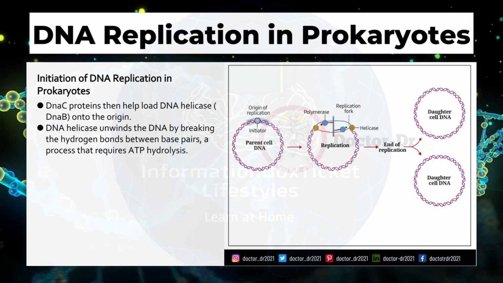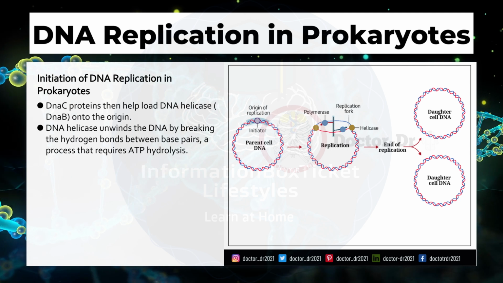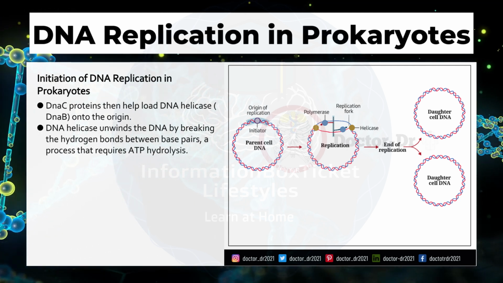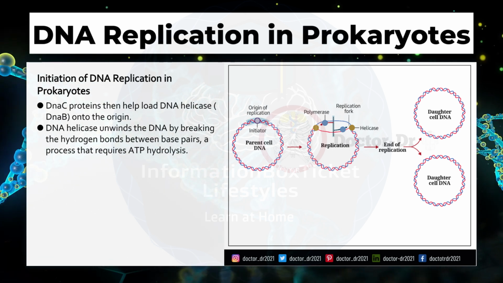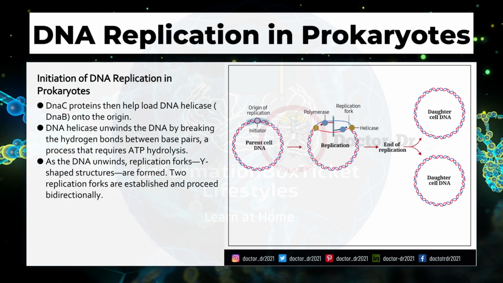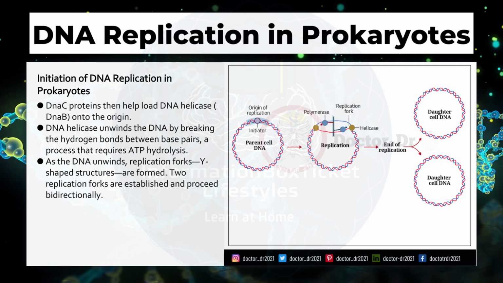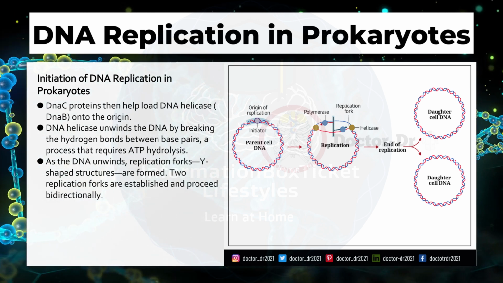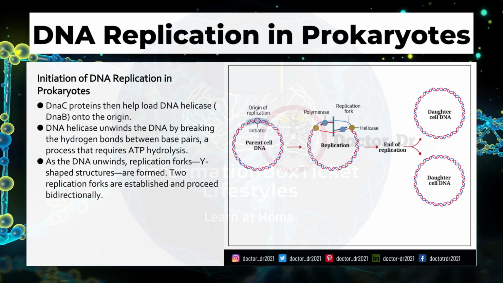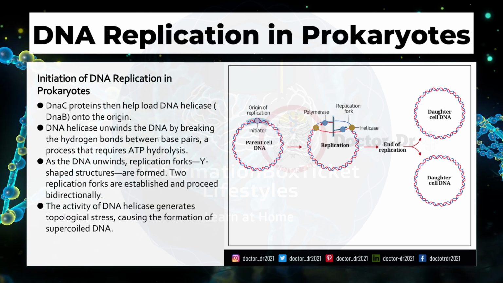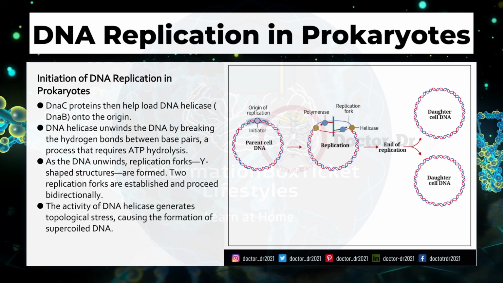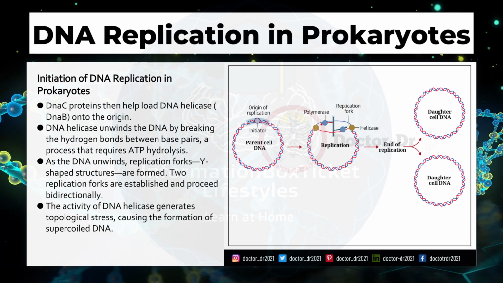DNA helicase unwinds the DNA by breaking the hydrogen bonds between base pairs, a process that requires ATP hydrolysis. As the DNA unwinds, replication forks, Y-shaped structures, are formed. 2 replication forks are established and proceed bidirectionally. The activity of DNA helicase generates topological stress, causing the formation of supercoiled DNA.